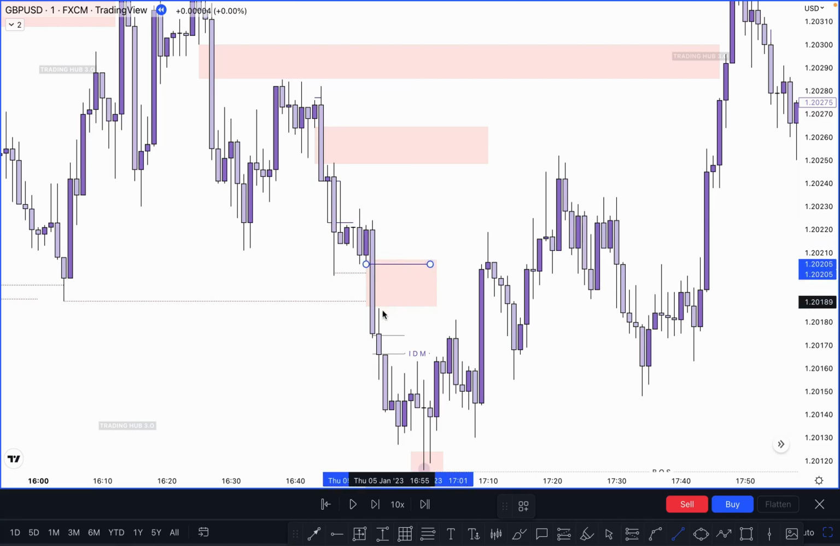This is not a valid imbalance. Why? Because the highest candle is here and the low is here. So you have to mark the imbalance something like this, which is the correct way. This candle low is here and high is here. So this is our valid imbalance. This is not the whole imbalance. This is a valid imbalance, something like this.